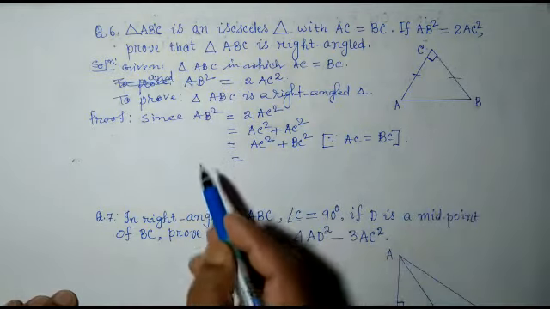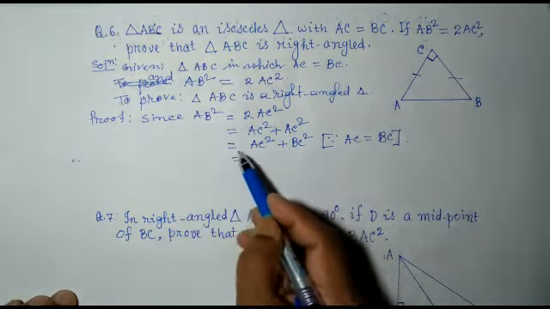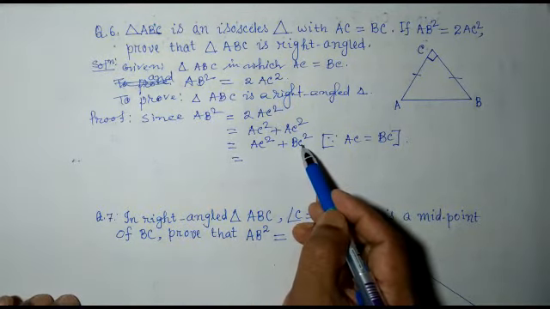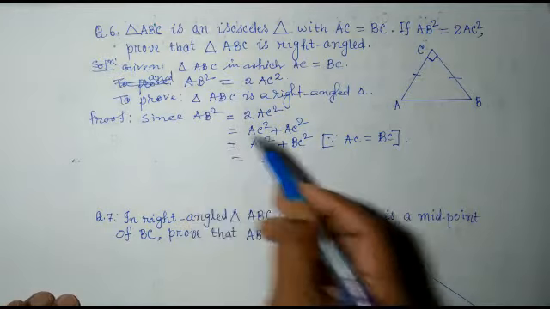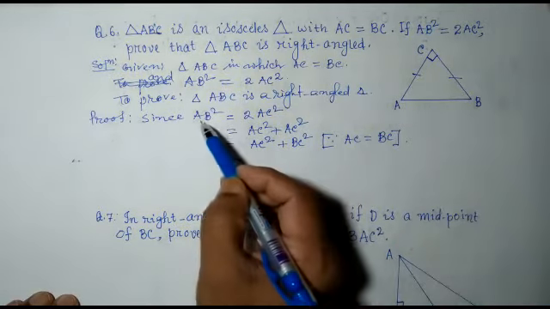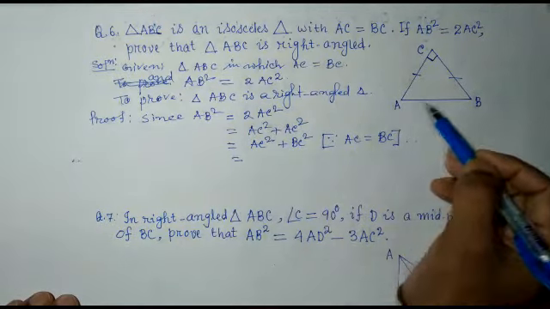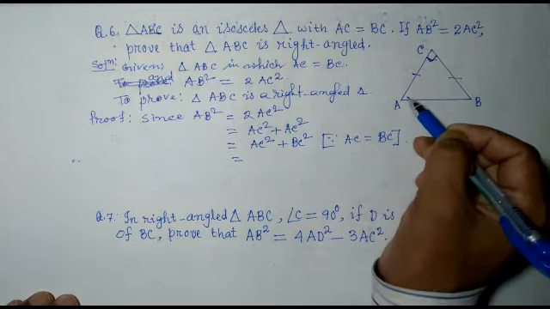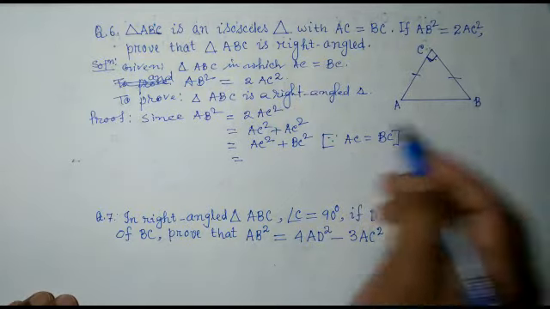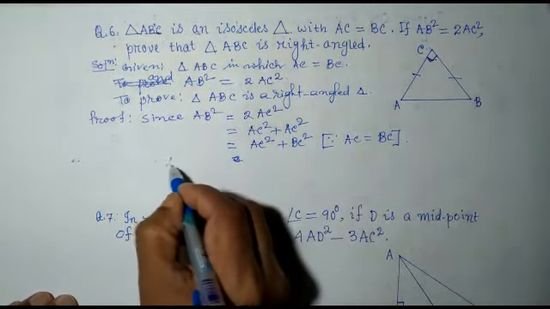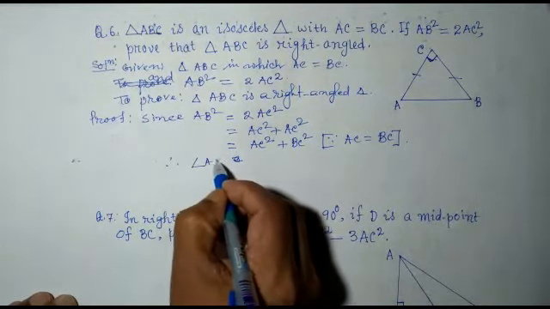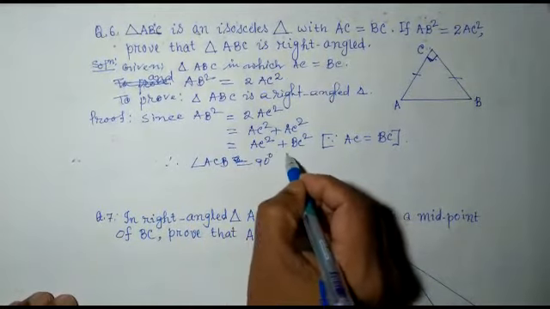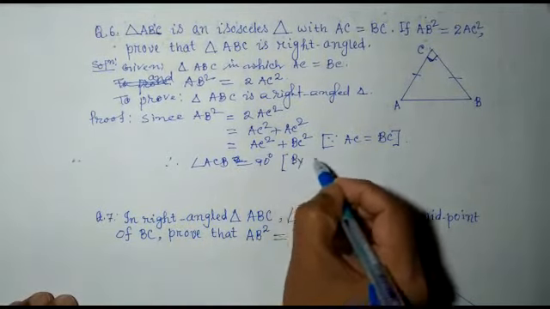That means in a triangle, the square of one side is equal to the sum of the squares of the other two sides. That means the angle opposite to the first side. See here, AB is the first side, square of AB. From here, the opposite angle will be 90 degrees. Angle ACB is 90 degrees. Therefore, angle ACB is equal to 90 degrees by the converse of Pythagoras theorem.